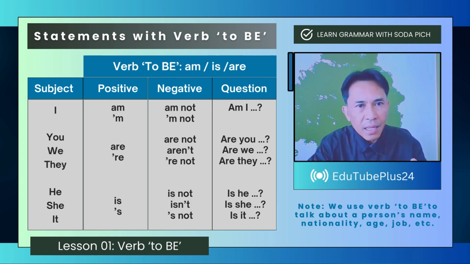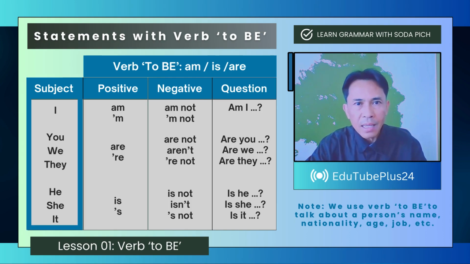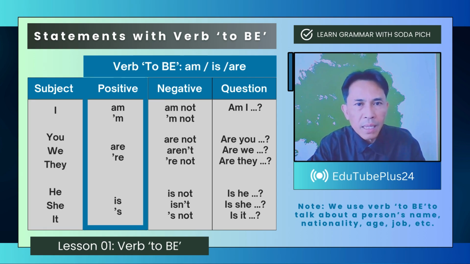On the left hand side here are the subjects: I, you, we, they, he, she, and it. Now, in the middle column here, it represents the verb to be in the positive form: am, is, and are. As you can see here, depending on the subject, the conjugation of the verb to be changes. For example, the first thing we need to do here is to go through the positive one at a time.